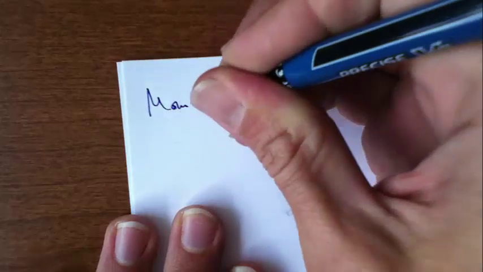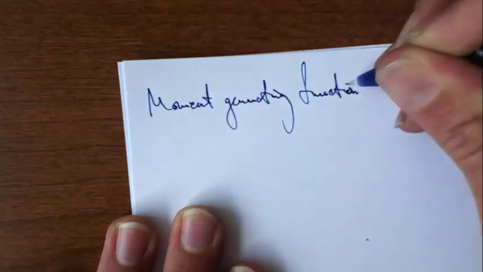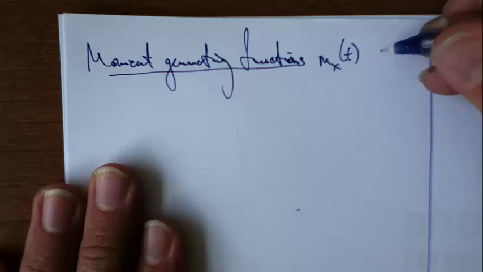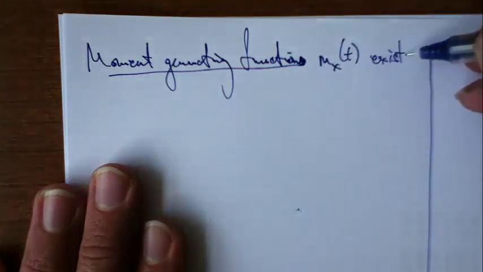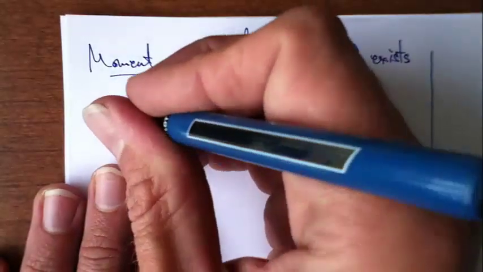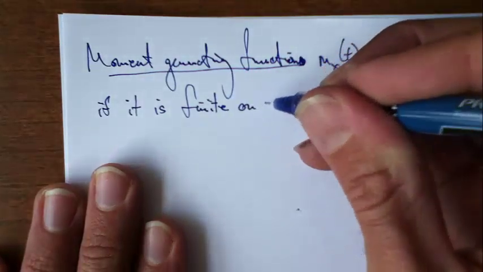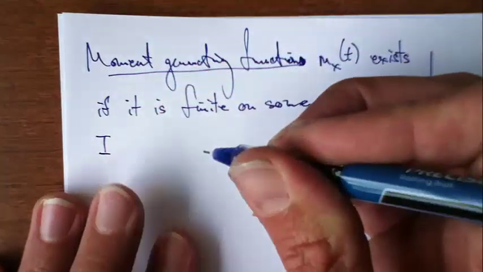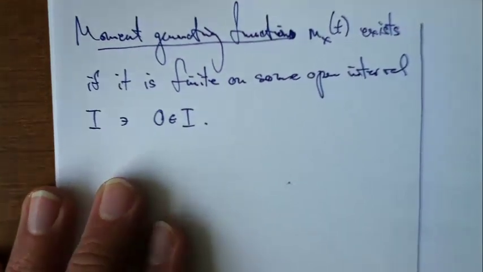We already talked about moment generating functions for discrete random variables. As before, moment generating functions, m sub x of t, we say that the moment generating function m sub x of t exists if it is finite on some open interval I such that 0 is an element of I, some open interval around 0.